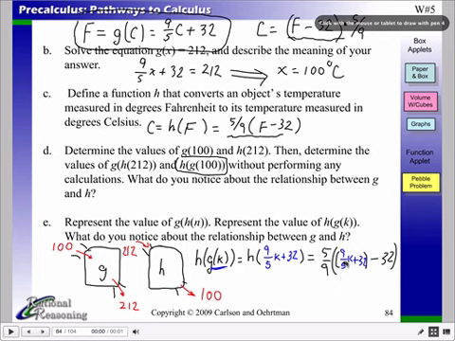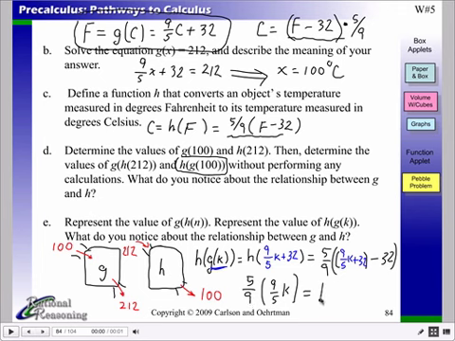So we've got to do the parentheses first. So we've got 5/9 of 9/5 K plus 32 minus 32. What's left? 9/5 K is left. And what's 5/9 times 9/5? That's all going to equal 1, so we're left with? Does it make sense? That should be K.